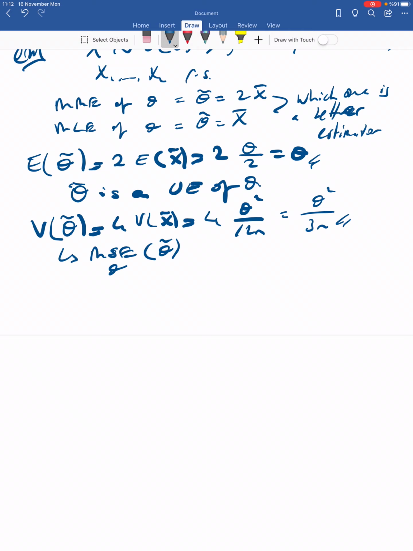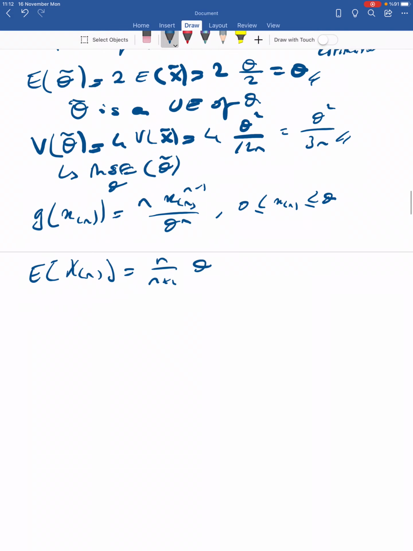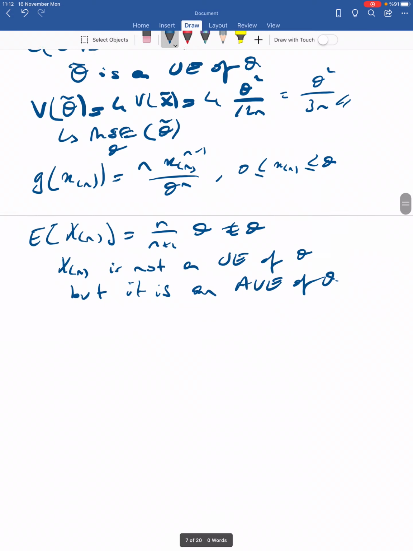Okay, so let's find the expectation of x n here. Let's first find the PDF of x n. If you calculate, you will see that it is this one. Okay, let's find the expectation. The expectation of x n is obtained as this one. So it is not an unbiased estimator of theta, but it is an asymptotically unbiased estimator of theta.